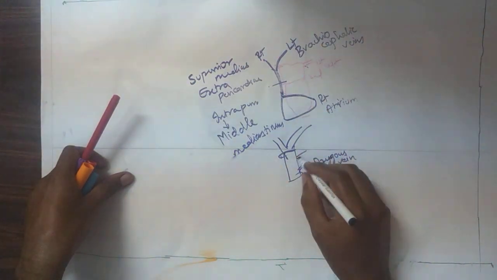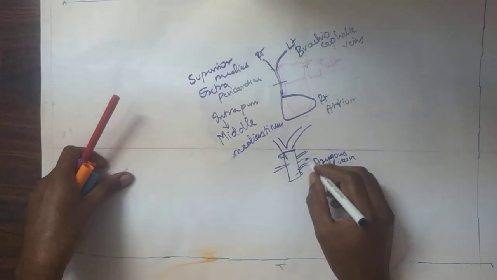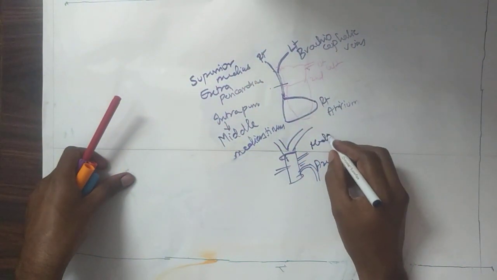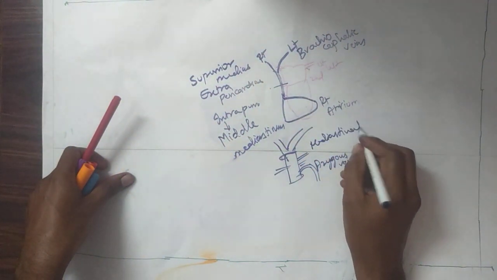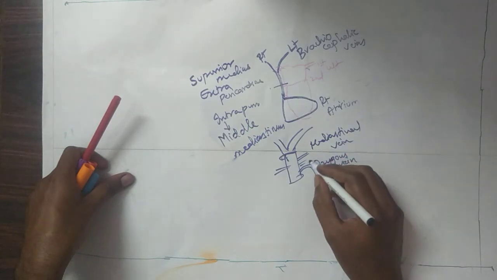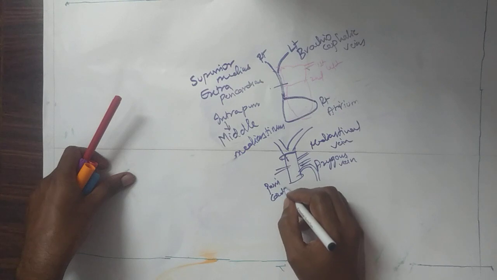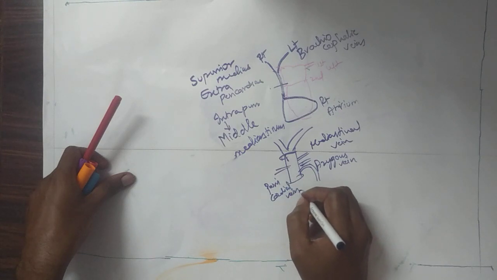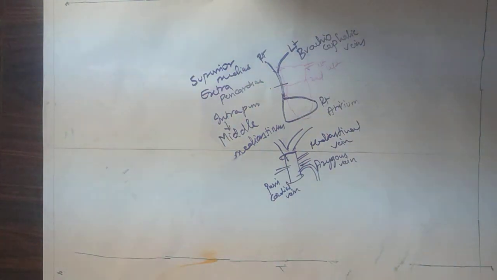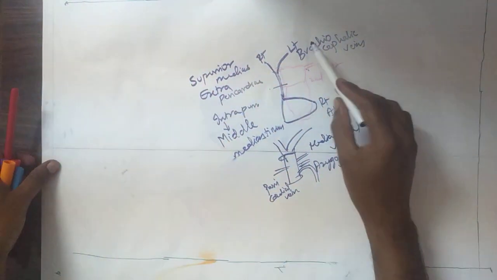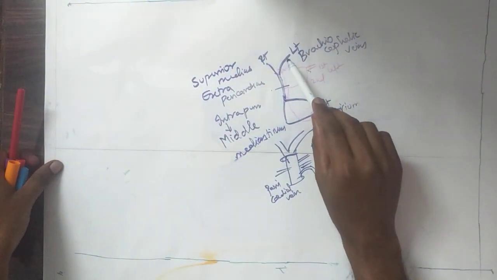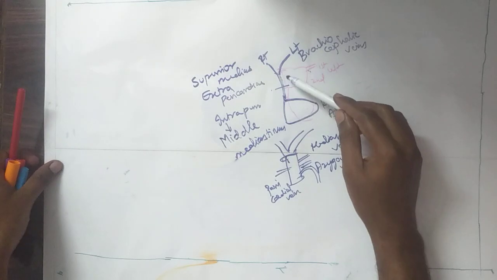And apart from that, we have some tributaries from the mediastinal veins and pericardiac veins. So in this we will be seeing the formation by the right and left brachiocephalic veins, and its course.